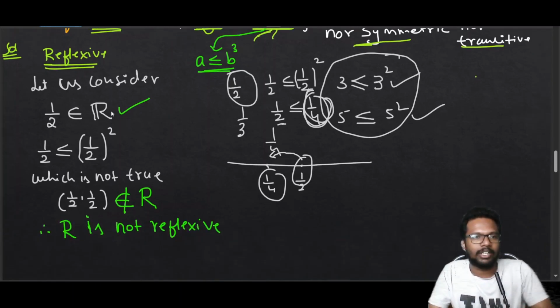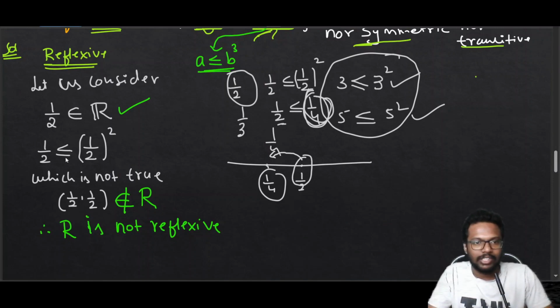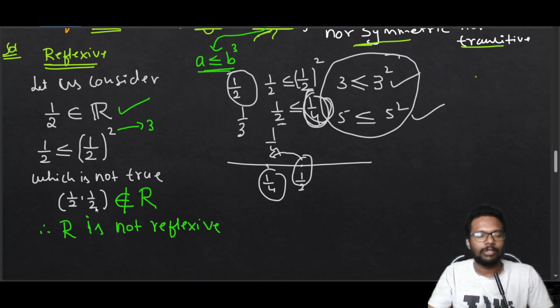So here, for example, reflexive we have taken, so 1 by 2 belongs to R, 1 by 2 less than or equals to 1 by 2. In the place of 2 just write cube here, 1 by 2 whole cube, which is not true. So 1 by 2 comma 1 by 2 does not belong to R, it is not reflexive.